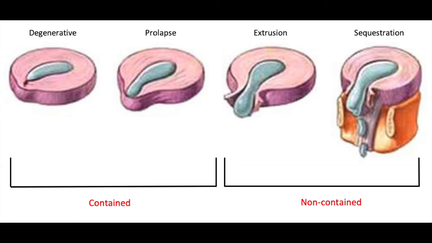Finally, we move to a sequestered disc, and this is still part of the non-contained disc bulge. So we've got a tear in the disc wall, but now the jam is not only out of the donut, it's separate to the donut. So it's a free floating mass of jelly-like fluid that has come out of the disc and is floating around. It's separate. And in these cases, because the material is separate to the disc, we can't predict its behavior. So it may track up or down or enter towards the spinal canal.